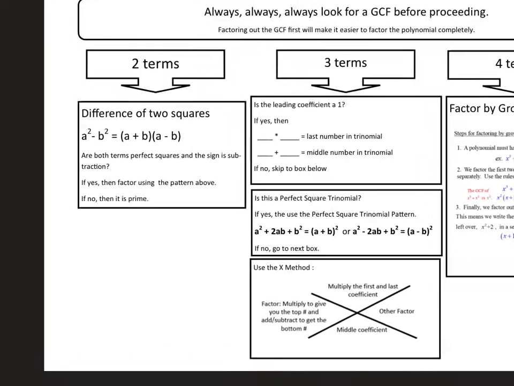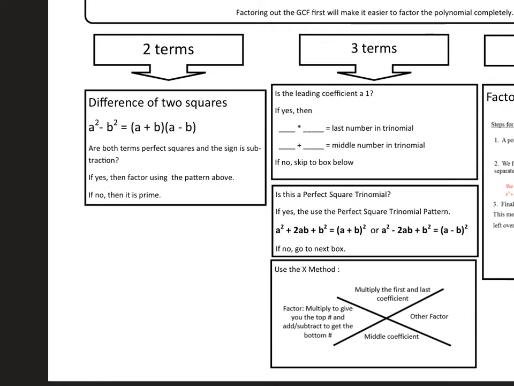Then look, if we have 2 terms left, is it a difference of squares? So is it a squared minus b squared? If yes, then factor it. If no, then it's a prime.